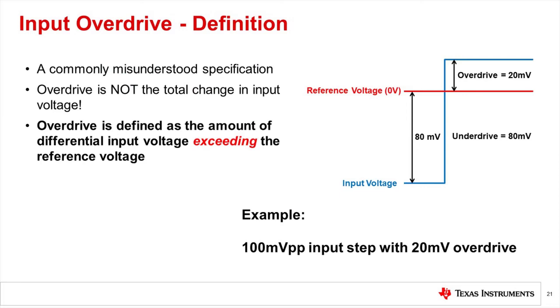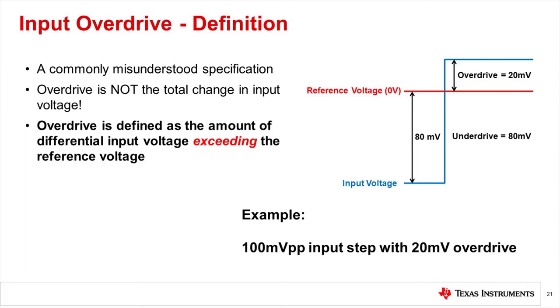Something that's commonly misunderstood is the definition of input overdrive. Input overdrive is defined as the additional input signal amplitude relative to your reference level. It's not just the simple change in input amplitude. As you can see in this example, assuming you have a reference voltage of 0 volts, and your input peak-to-peak voltage moves from -80 to 20 millivolts, then your input overdrive level is equal to 20 millivolts because it's the amount that is additional, relative to the reference level.